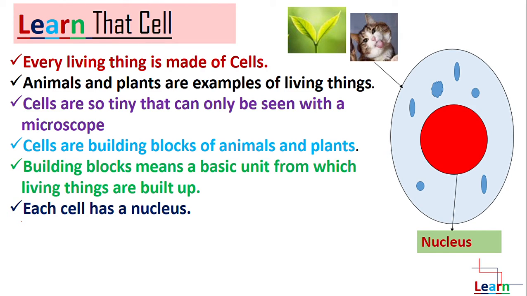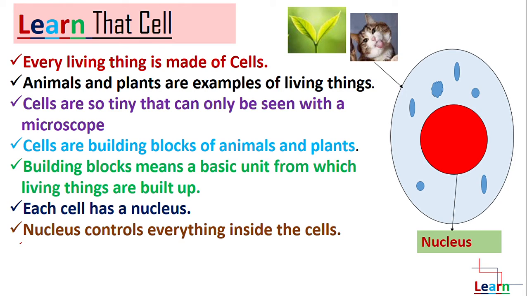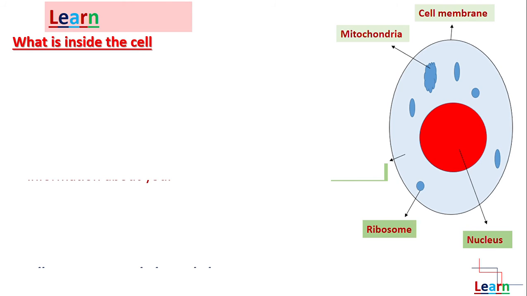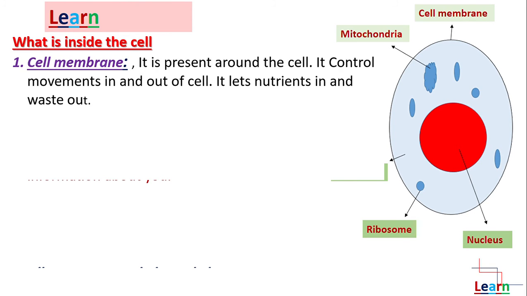Each cell has a nucleus. Nucleus controls everything inside the cells. Nucleus contains genetic material. So, what is inside the cell? Number 1. Cell membrane. It is present around the cell. It controls movements in and out of the cell. It lets nutrients in and waste out.